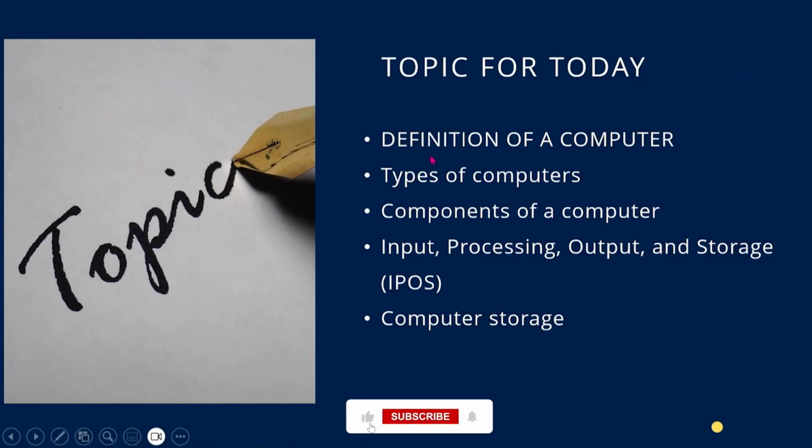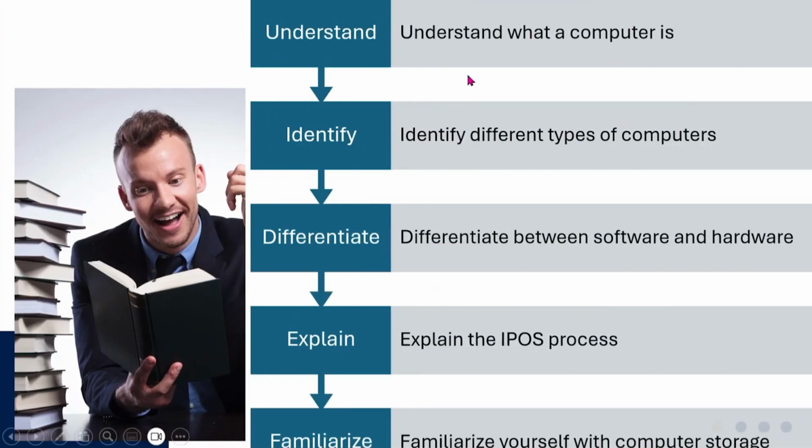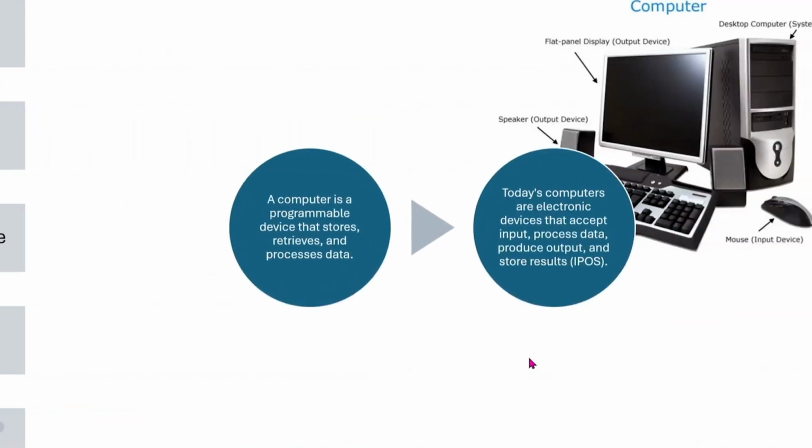What is a computer? A computer is an electronic device that takes input, processes it, produces output, and then stores the result. This cycle is known as the IPOS cycle, which stands for input, process, output, and storage. Simply put, a computer is a programmable machine that follows instructions to help us complete different tasks, from writing and calculating to sending emails, creating designs, editing videos, and even controlling modern machinery. Computers are everywhere. We use them in schools, offices, stores, hospitals, and even in our homes.